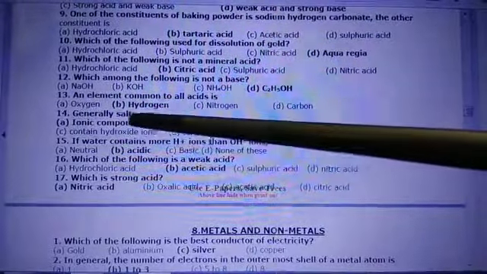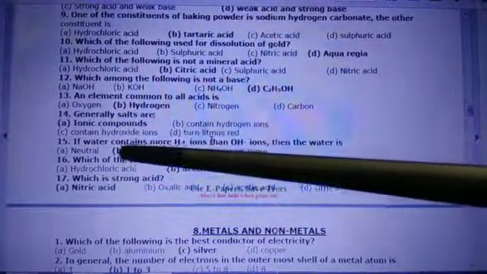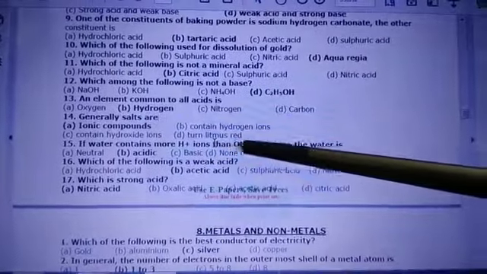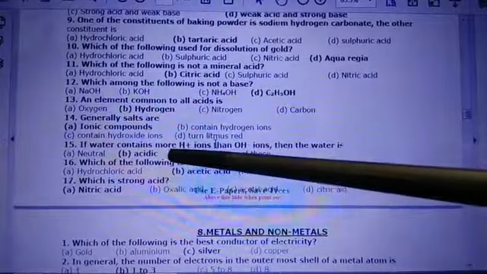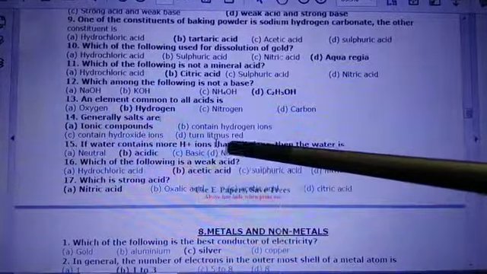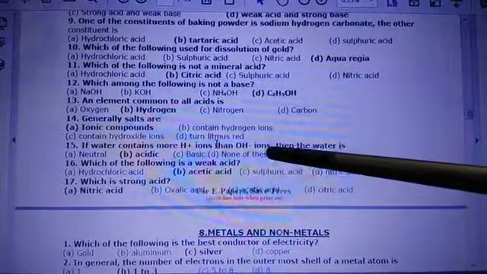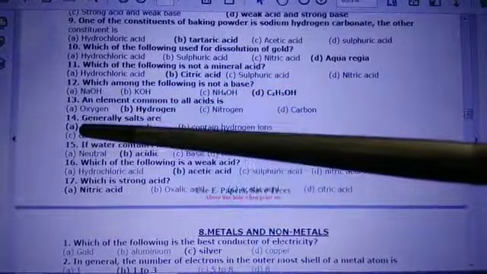Hydrogen. 14th. Generally, salts are A. Ionic compounds. B. Contain hydrogen ions. C. Contain hydroxide ions. D. Turn litmus red. The answer is A.